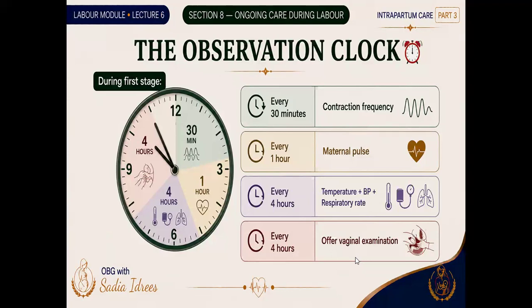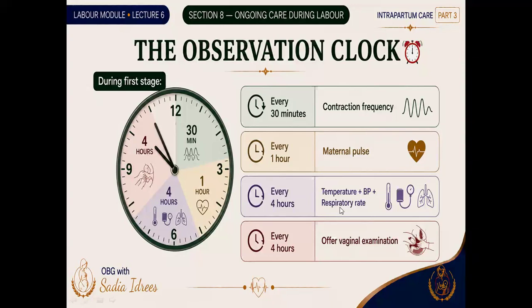Now we arrive at one of the highest yield slides in this section. If you are preparing for the exam, I want you to literally imagine this clock. During the first stage of labor, there are 4 key time intervals to remember. First of all, 30 minutes, 1 hour, 4 hours, 4 hours. Let's break them down. Every 30 minutes, document the frequency of contractions. Every 1 hour, record the maternal pulse. Every 4 hours, record the maternal temperature, blood pressure, and respiratory rate. And every 4 hours, offer a vaginal examination, earlier if there is clinical indication or the woman wishes after discussion.